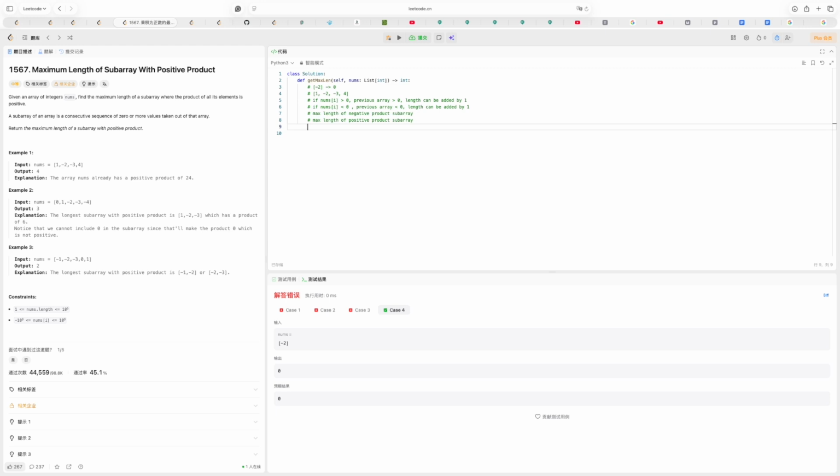Yeah, kind of connecting it to each other. Like if I have the previous max length of negative product subarray, if nums[i] is larger than 0, then the maximum length of the positive product subarray can be added by 1.